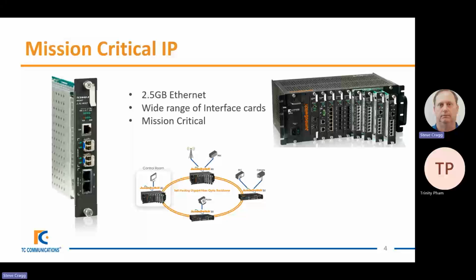And you can see that it provides up to 2.5 gigabit Ethernet, and can be used as either a bus or a ring formation. And as I mentioned, mission critical, so completely solid state, no fans and so on, high temperature. We'll cover some of those features later on, but this is an industrial hardened mission critical IP solution.